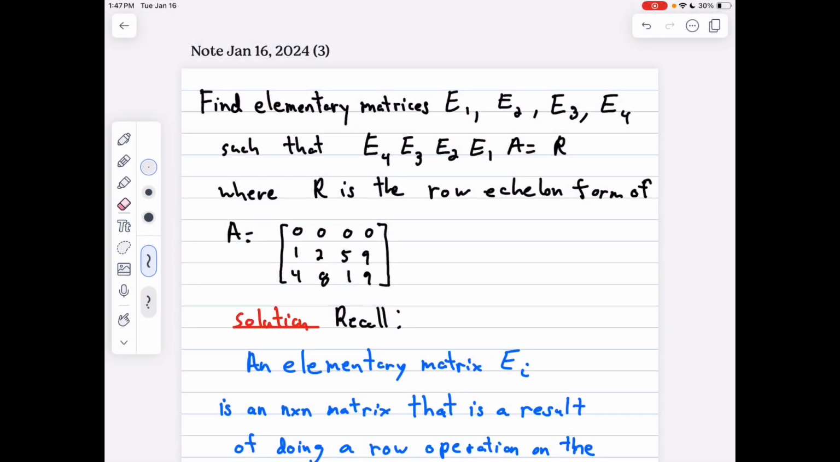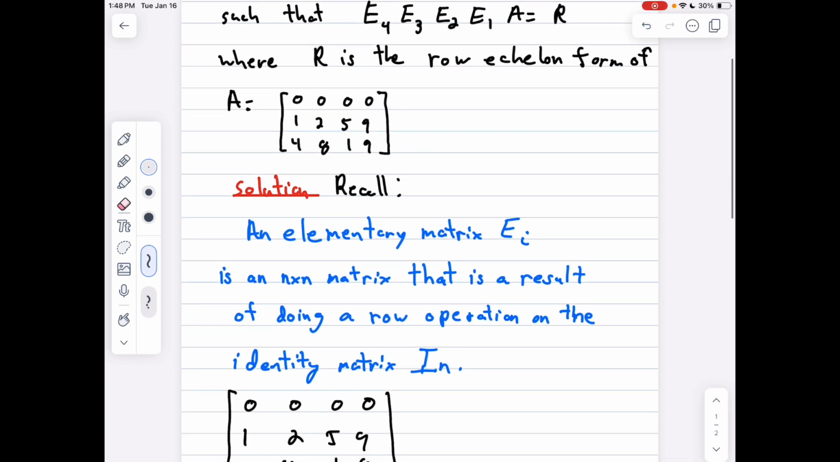Hello everyone, so today we have a linear algebra problem. Find elementary matrices E1, E2, E3, E4 such that E4 times E3 times E2 times E1 times the matrix A is equal to R, where R is the row echelon form of this matrix A that you see there, which is, I'm going to read this across the rows, first row 0, 0, 0, 0, second row 1, 2, 5, 9, and third row is 4, 8, 1, 9.